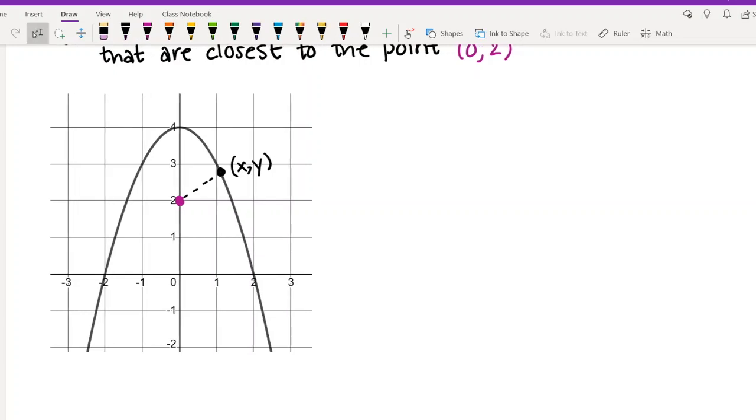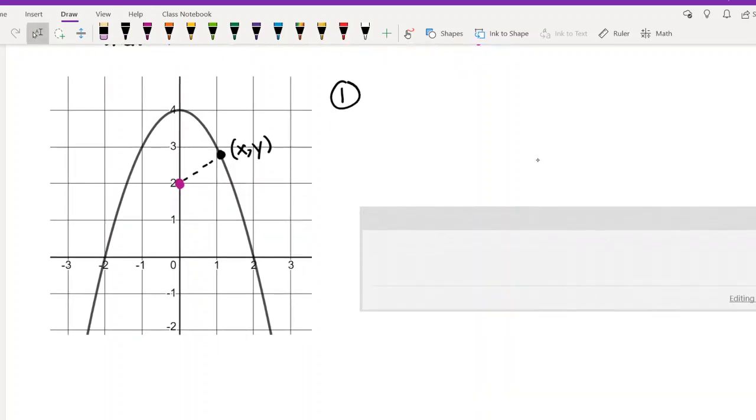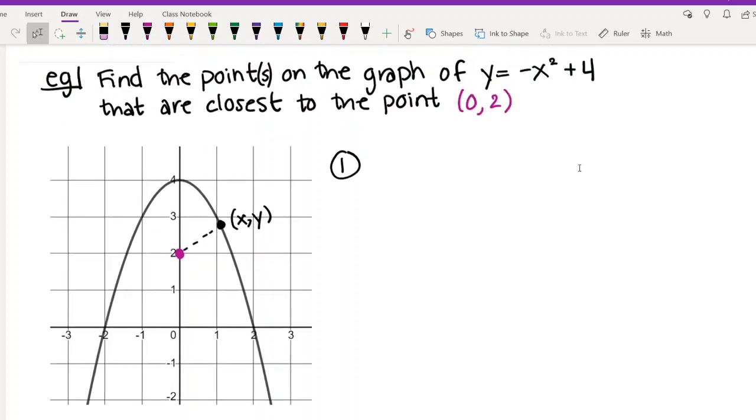So let's go through those steps that we established on that previous page. The first step is to express in words what it is that we're trying to maximize or minimize. And this is a great example of a problem where it's really important to be able to say it in words. What would not be correct is to say, oh, we're trying to maximize or minimize y is equal to negative x squared plus 4. We're not, right? The question is not asking us to find the maximum or minimum value of the parabola. It's asking us to find a point that's close to another point.